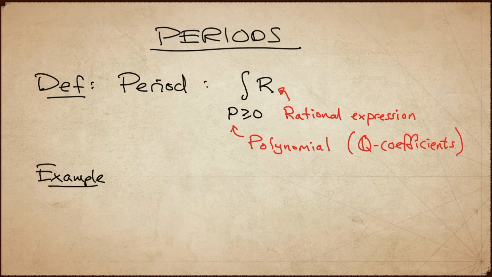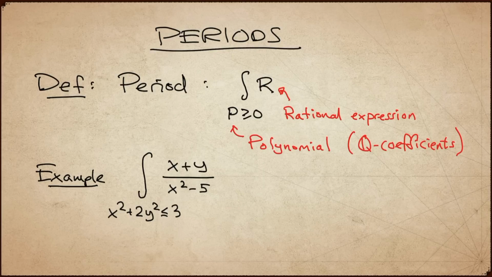I will make up an example with 2 variables, say x and y. Let's take R to be x plus y divided by x squared minus 5. And then integrate that function over this region. That's a domain bounded by an ellipse, and this integral, this number, whatever it is, is a period. It's 2 variables, so I should spell out that this is a double integral with respect to dx and dy.